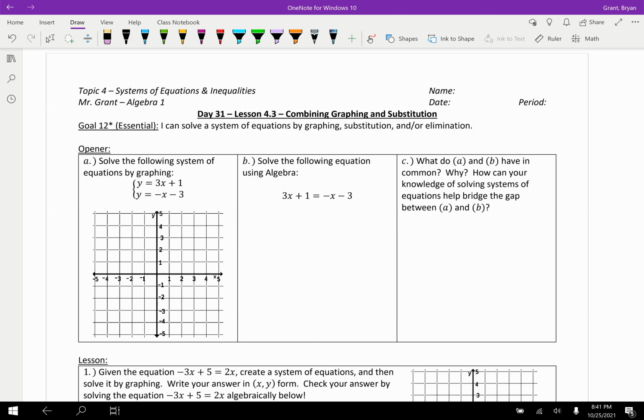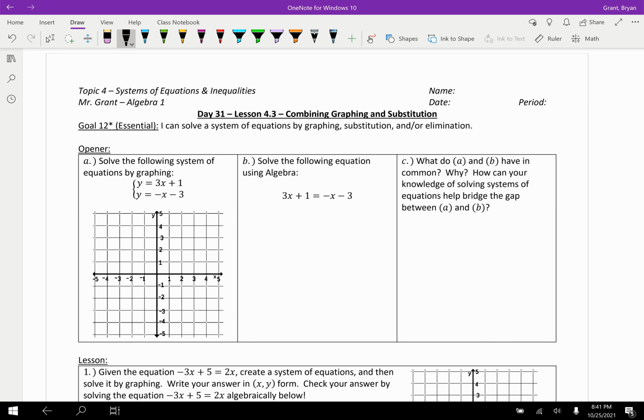As a friendly reminder, our first 5 or so lessons are all going to be about systems of equations, and that's all part of our Essential Goal 12, and then our last 2 lessons will be about solving inequalities and systems of inequalities. So let's get started with our opener for today, and then we'll explain the point of today's lesson.